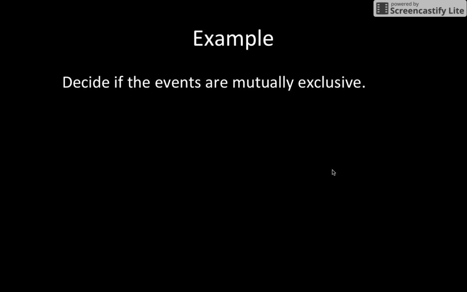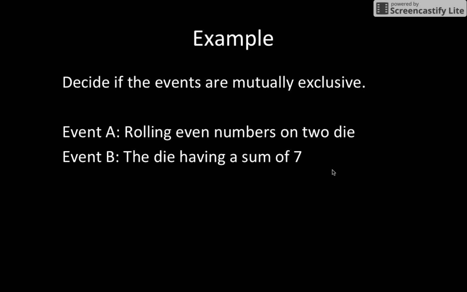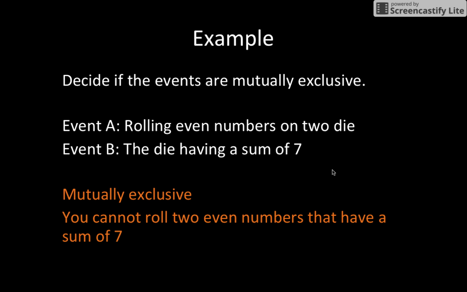For example, decide if the events are mutually exclusive. Event A, rolling even numbers on 2 dice, and event B, the dice having the sum of 7. So these events are mutually exclusive. And the reason for this is that you cannot roll 2 even numbers that have the sum of 7.